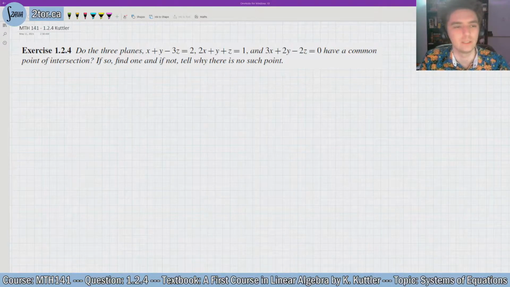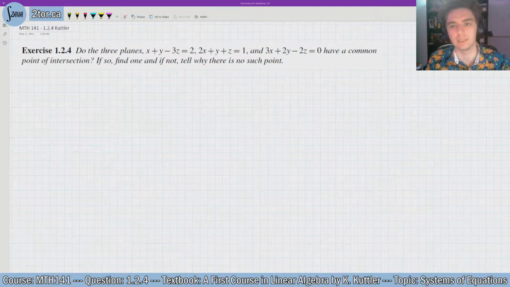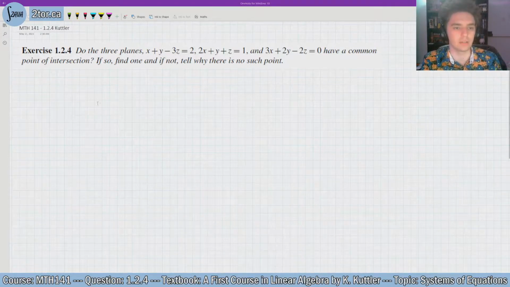Okay, so let's read the question. Do the three planes x plus y minus 3z equals 2, 2x plus y plus z equals 1, and 3x plus 2y minus 2z equals 0 have a common point of intersection? If so, find one, and if not, tell why there is no such point.